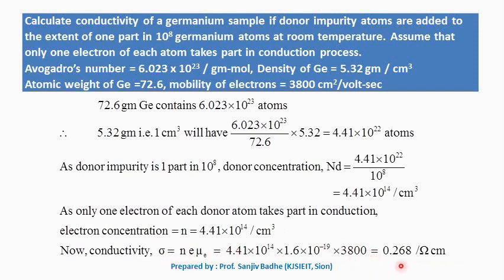The conductivity obtained here is 0.268 per ohm centimeter. It is conductivity, so per ohm centimeter.